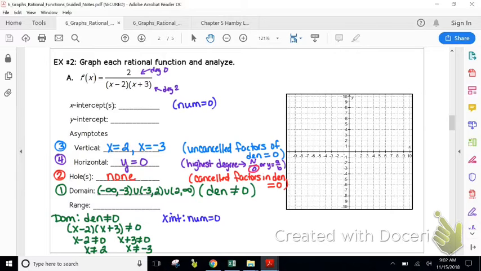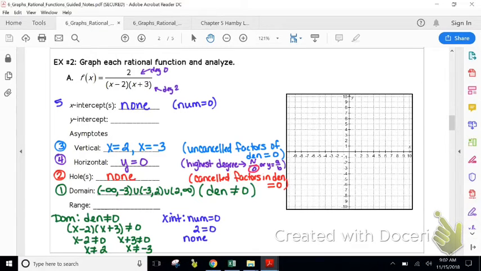What's my numerator here? 2. Just a 2. Now, can I solve for x? No, there is no x. Does 2 equal 0? No, so this means there is no x-intercept, okay? Normally you will have a variable and you will go ahead and solve for it, but on this one you don't. So your x-intercept is going to be none.